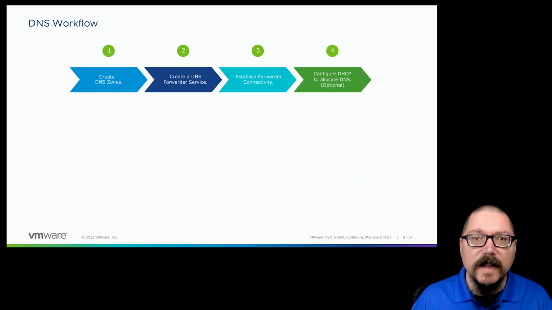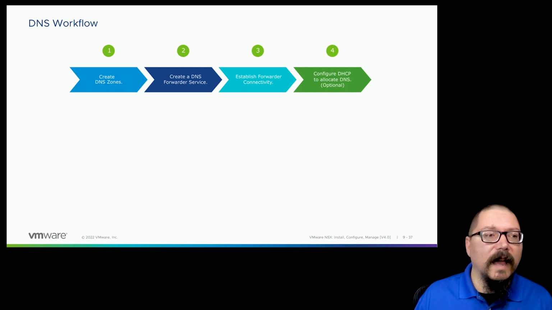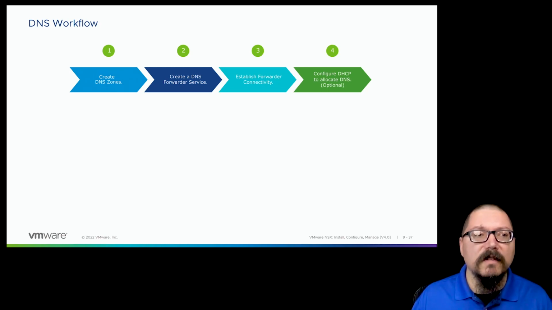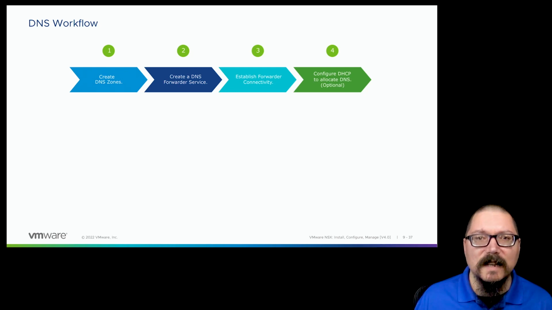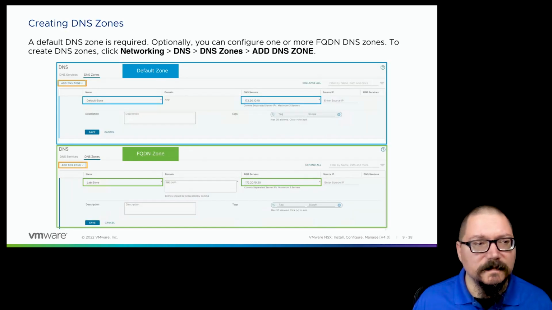Now, I have to create some zones, so I'm going to create what we call an FQDN zone, or maybe several. I'm going to create a default zone, and then we create our forwarder service and make sure we have external connectivity set up. And then, if I'm using DHCP, set my DHCP clients to use the DNS forwarder. Otherwise, configure my clients to use the DNS forwarder IP address.